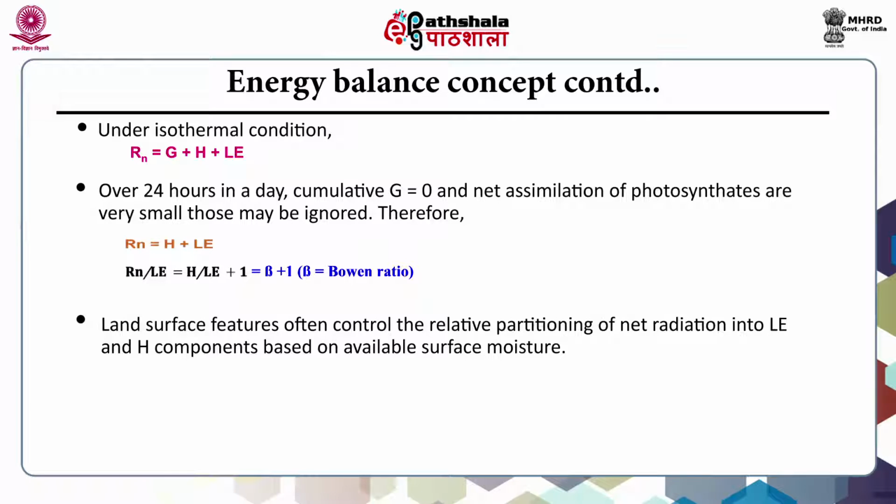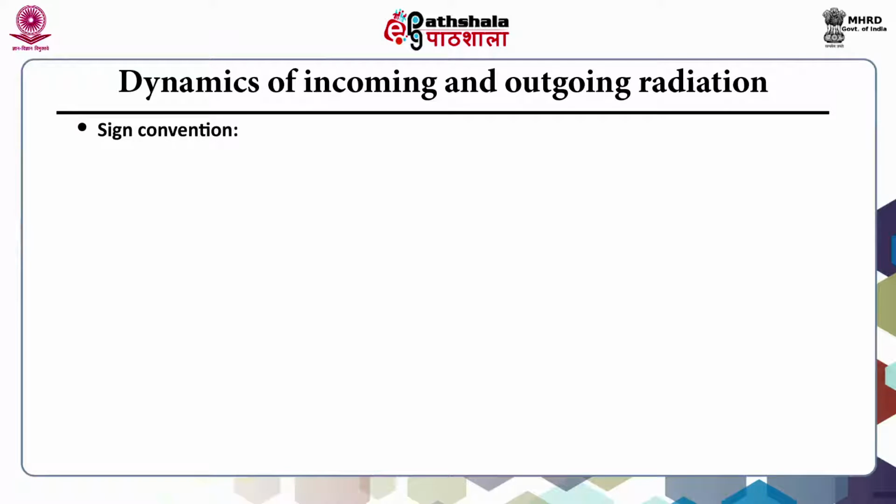Therefore, Rn is equal to H plus Le. Rn by Le is equal to H by Le plus 1, which is equal to beta plus 1, where beta is the Bowen ratio. The land surface features often control the relative partitioning of the net radiation into Le and H components based on available surface moisture. The next one is the dynamics of incoming and outgoing radiation.